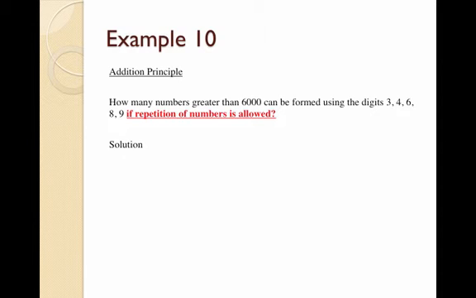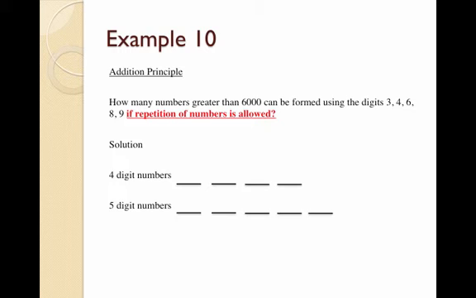Okay, here we go. We still have 4-digit numbers and 5-digit numbers. The only 4-digit numbers that are going to be bigger than 6,000 are going to start with a 6, an 8, or a 9. So there are still only 3 possibilities for that first number. But for the other 3 numbers, it could be any one of our 5. So for our 4-digit numbers, our possibilities are going to be 3 lots of 5 to the power of 3.